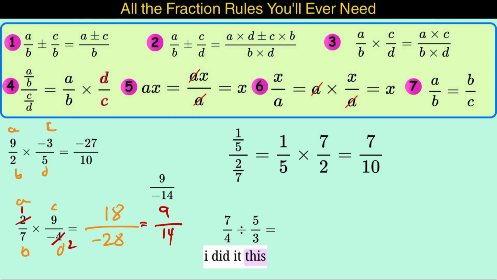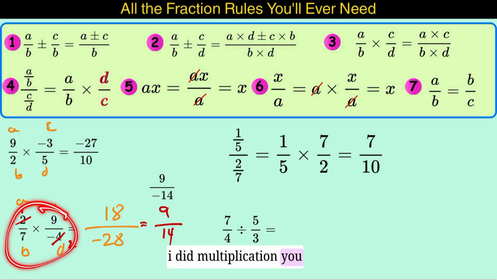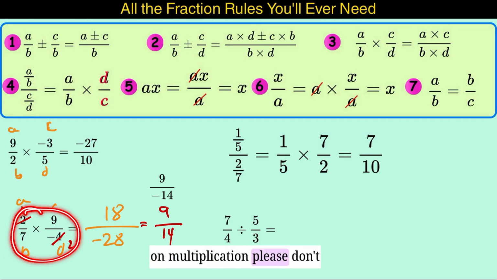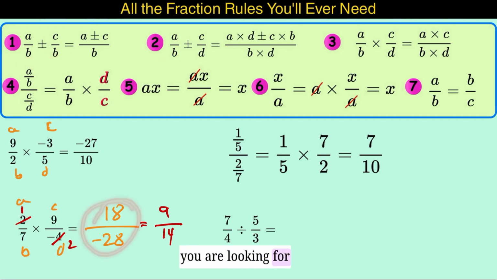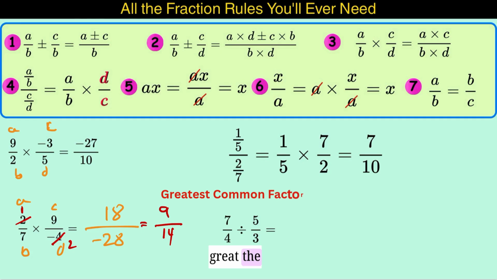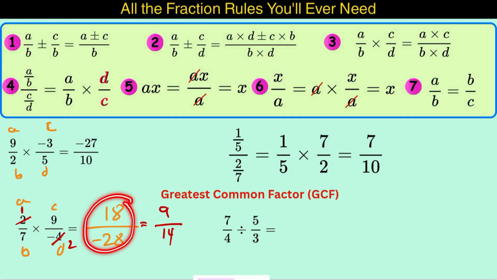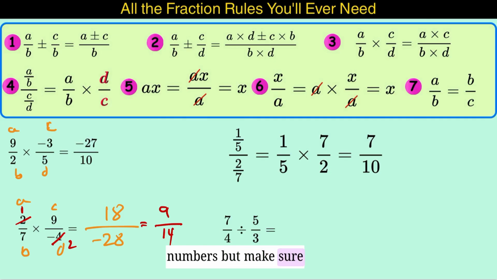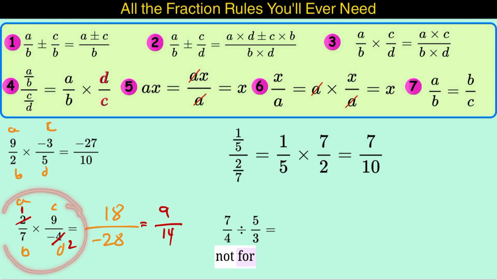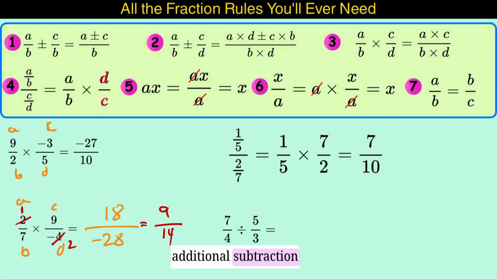Why did I do it this way before I did multiplication? You can do this only on multiplication. Please don't do it in here and don't do it in here. No, do it only on multiplication. Here, instead, you are looking for the greatest common number. Instead of looking for it, you're gonna do it from here right away. You're gonna reduce the numbers. But make sure you do it only for multiplication, please, not for addition or subtraction.